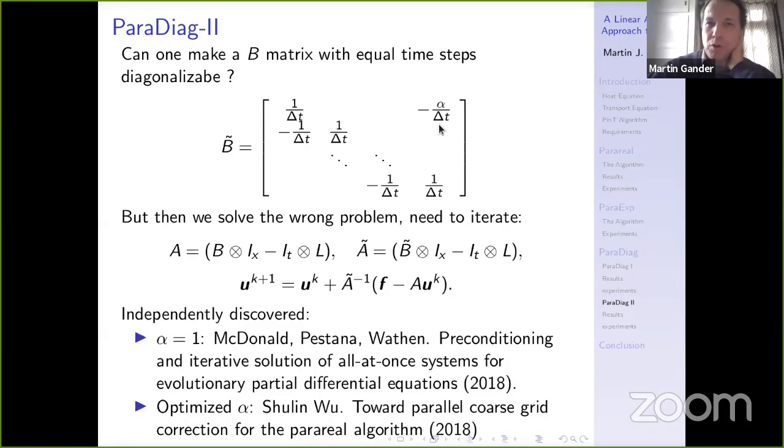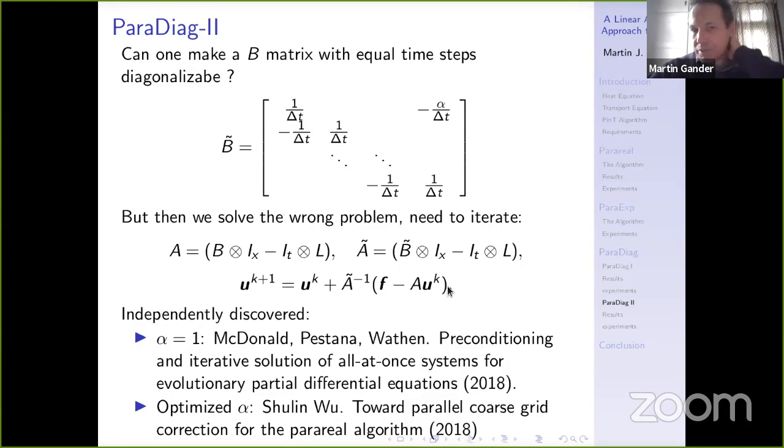But now we solve the wrong problem, because it's not B tilde the time stepping. The real time stepping doesn't have this term. So we need to use this as a preconditioner. So we have the original time stepping matrix written in Kronecker form, and we have the new time stepping matrix also written in Kronecker form, and we just do a stationary iteration.